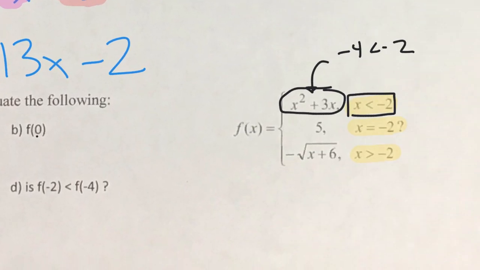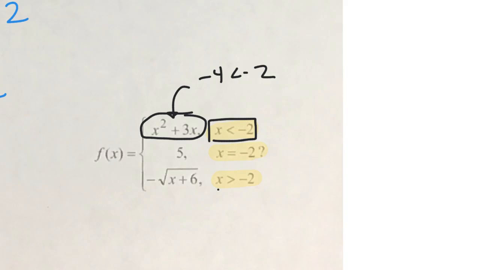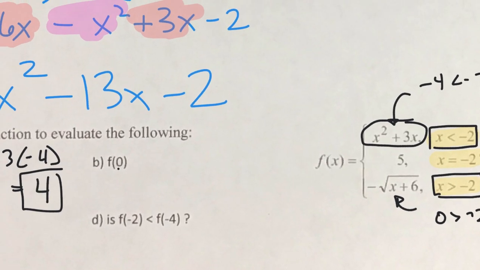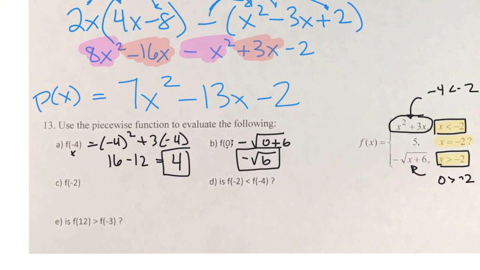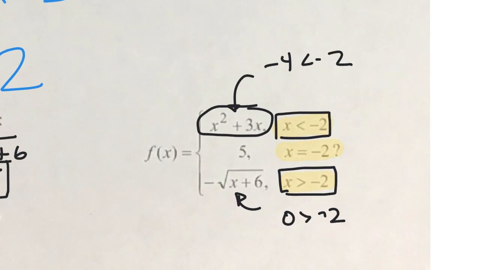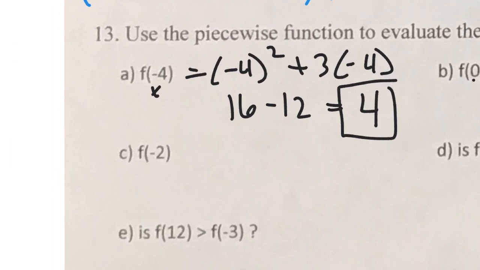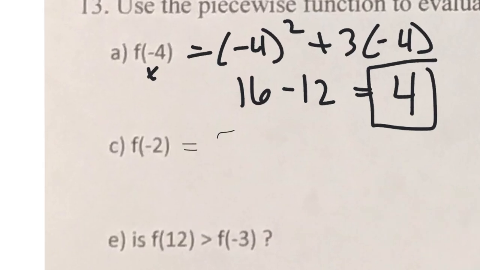Okay, same with 0. Which constraint does 0 fall under? Well, 0 is greater than negative 2. So we're going to evaluate it using this equation, the negative of the square root of 0 plus 6, which is the negative of root 6. And that is a fine answer. You can leave it like that. You do not have to change that to a decimal. Okay, what about f at negative 2? Well, at negative 2, it says the answer is always 5. So an x value of negative 2 means we have a y value of 5. Nothing to evaluate, just write it down.